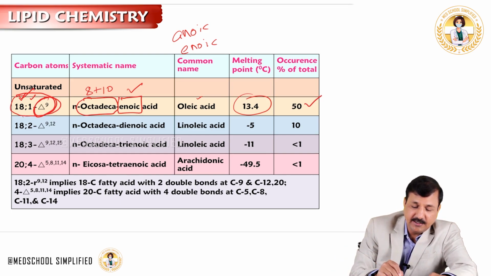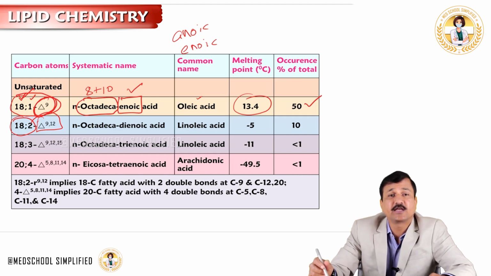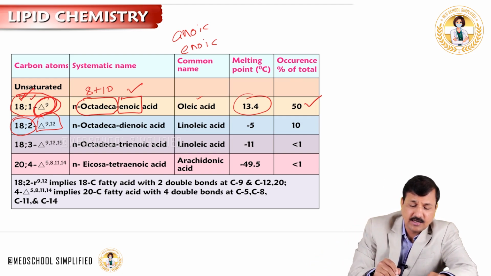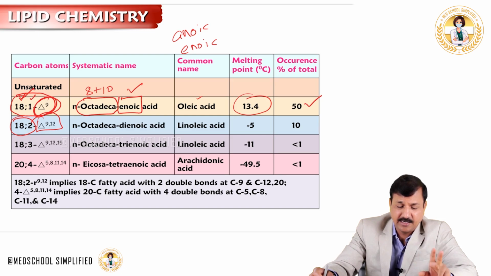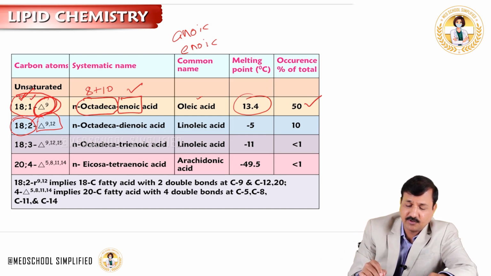Now, look at 18:2 and delta 9,12. That means this particular fatty acid has a total number of carbon 18. It has 2 double bonds. And the double bonds are between the 9th and 10th carbon atom, and the 12th and 13th carbon atom, 9-12. That's the meaning of 9-12. So, linoleic acid is the name and melting point is -5.